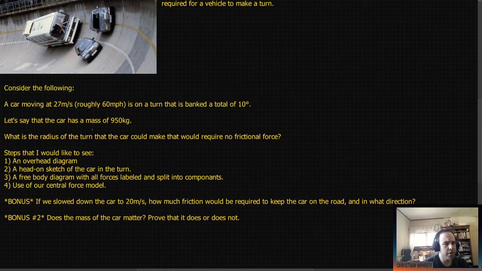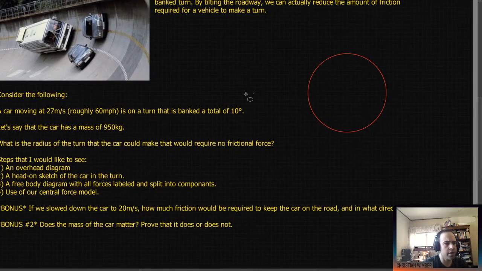The first thing we need is an overhead diagram. A car is going to be making a turn. I will go ahead and say that this is the turn that the car is making. I don't think that the turn has to be a complete circle. The turn could just be part of a circle, right? So we'll say that this right here is our turn.